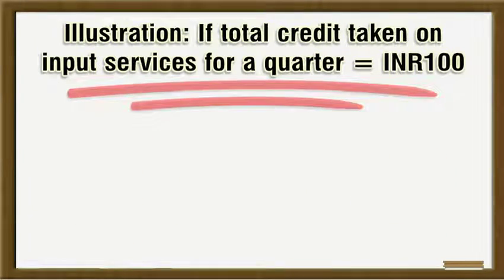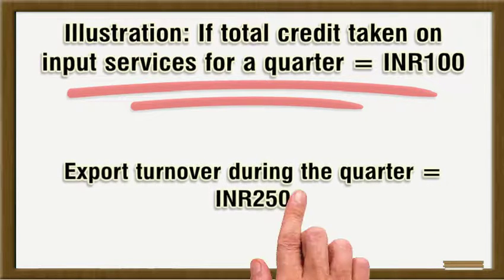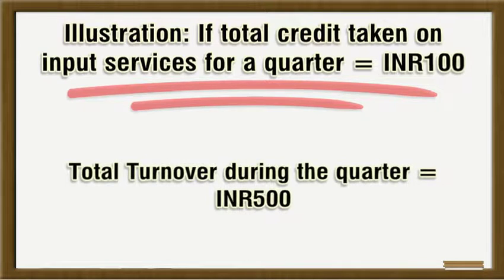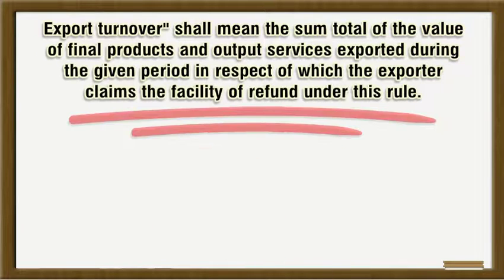Illustration: if total credit taken on input services for a quarter equals 100 Indian rupees, export turnover during the quarter equals 250 Indian rupees, total turnover during the quarter equals 500 Indian rupees. Export turnover shall mean the sum total of the value of final products and output services exported during the given period in respect of which the exporter claims the facility of refund under this rule.